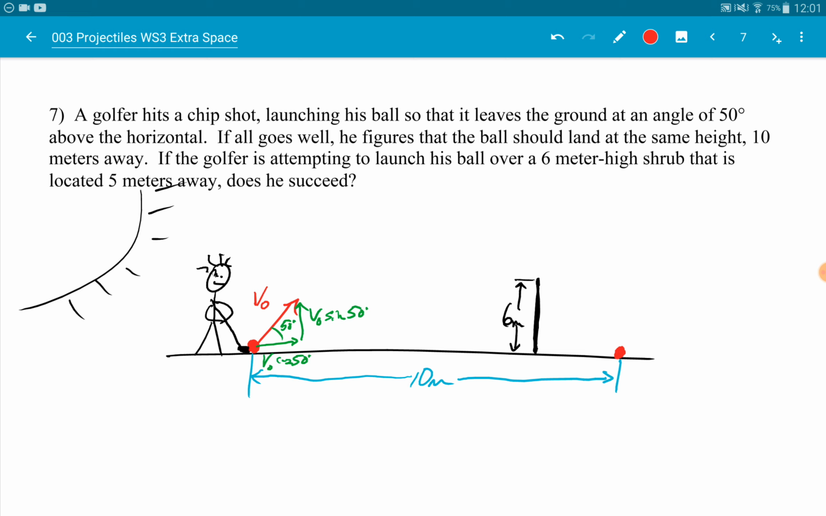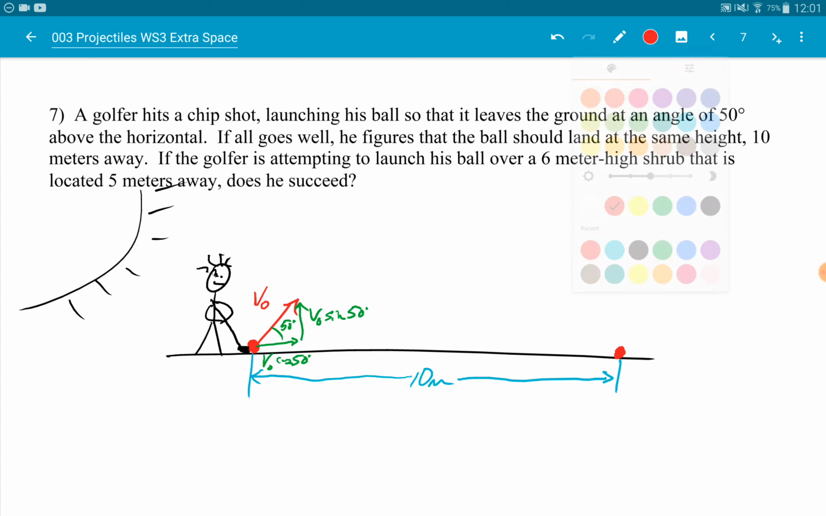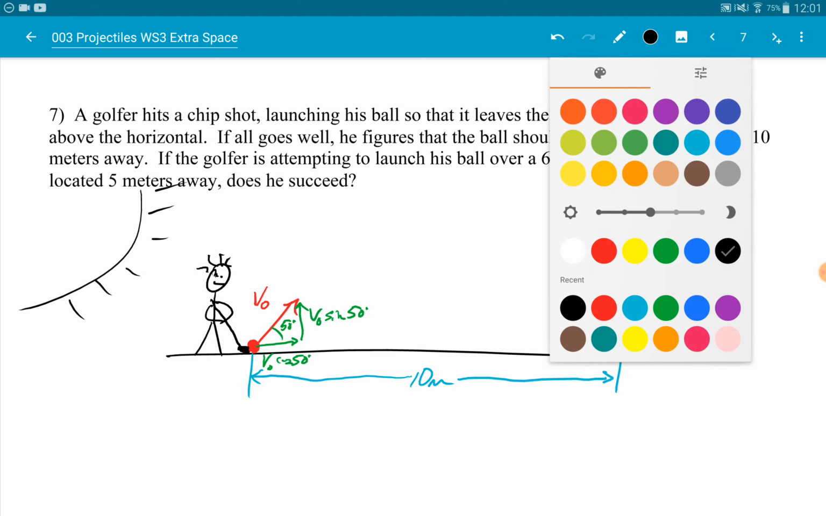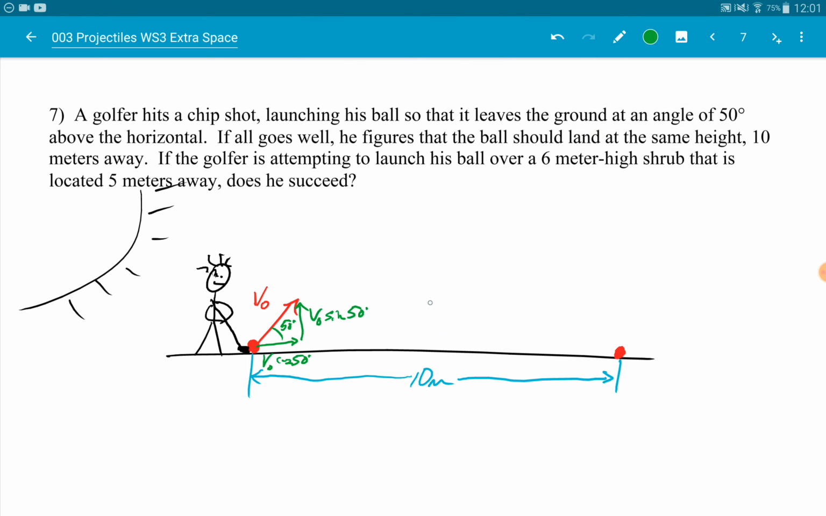Let's see. Oh, the shrub is 5 meters away. Oh, I guess I should move that shrub then, because it looks like it's closer to the end there. So I'll move that shrub. Maybe I'll make the shrub green, because that makes sense. Shrub is 5 meters away, 6 meters high. And 5 meters away. So 5 meters from there to right there.